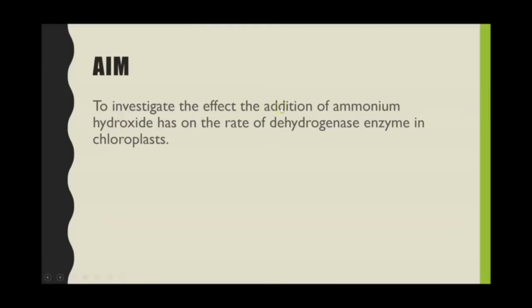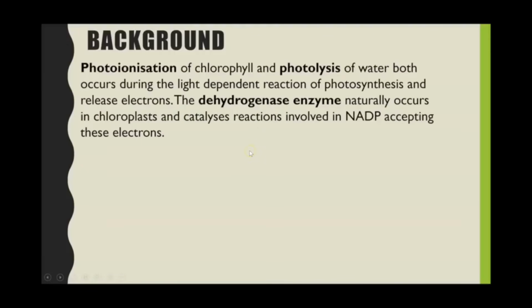The variable that I'm going to be changing is ammonium hydroxide, and that's actually the one that AQA suggests in their required practical handbook. So we're going to be looking at, does adding ammonium hydroxide increase, decrease, or potentially stop the rate of dehydrogenase enzymes? Now, because this enzyme is not on the specification, I'm going to start off with a bit of background about the enzyme, photosynthesis, and some of the chemicals we're going to be using in this reaction.